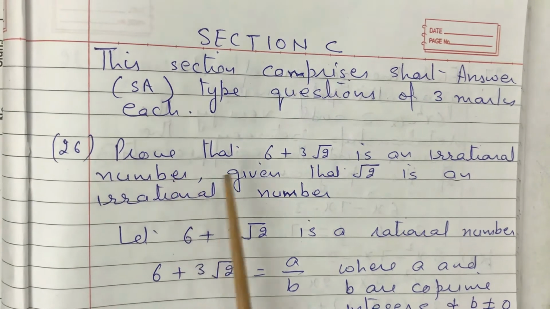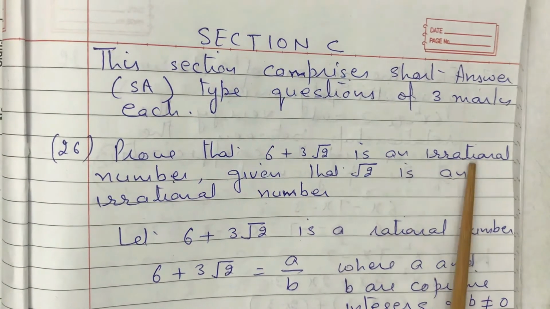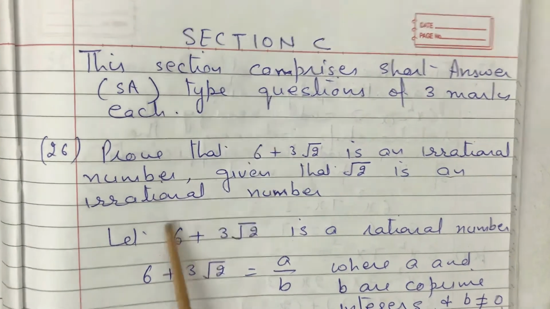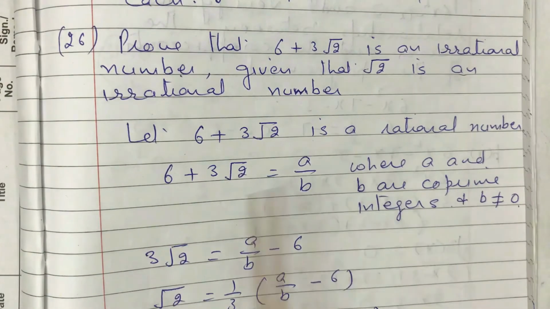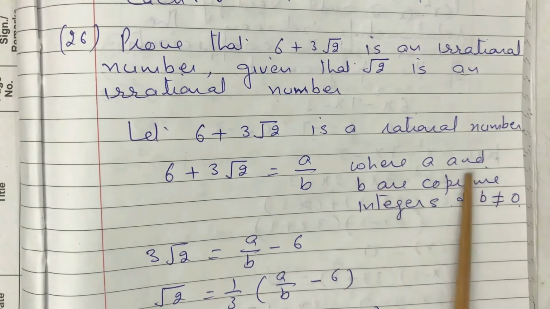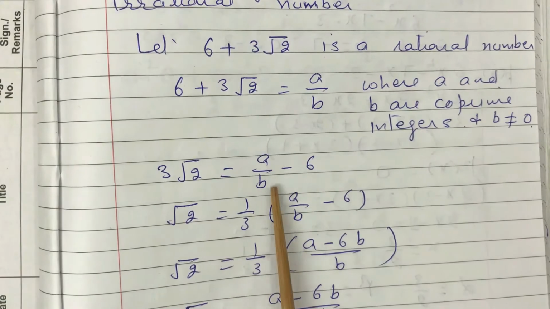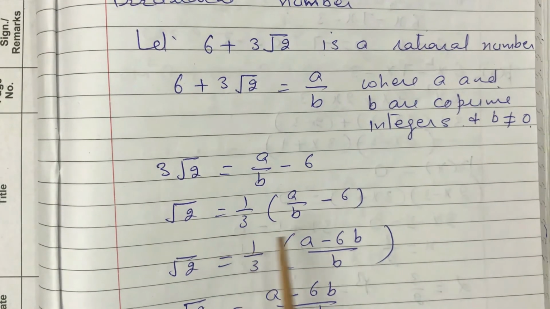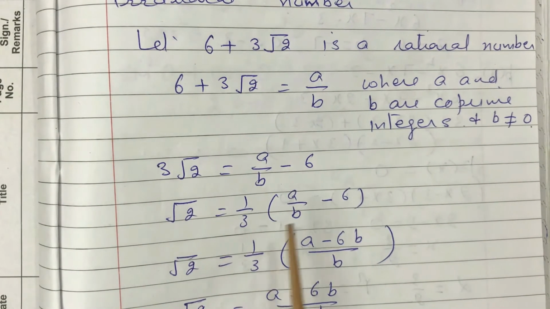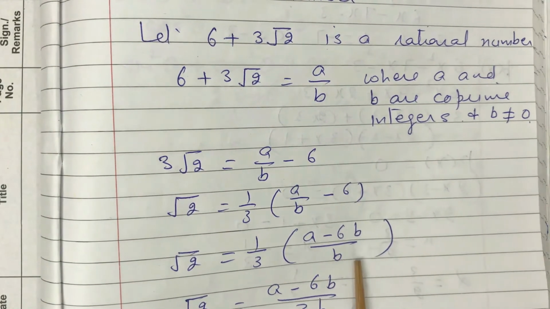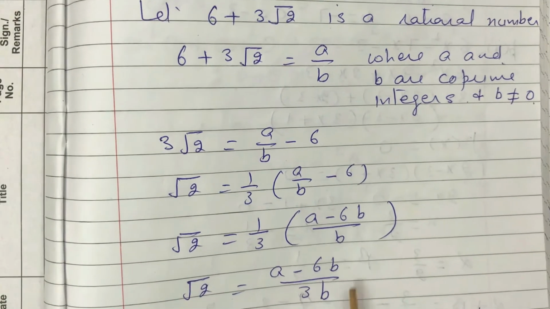26th question. Prove that 6 plus 3 root 2 is an irrational number, given that root 2 is an irrational number. Let this be a rational number, so this can be written as a by b, where a and b are co-primes and b is not equal to 0. So 3 root 2 is equal to a by b minus 6, and root 2 is equal to 1 by 3 into a by b minus 6. Root 2 is equal to 1 by 3 into a minus 6b by b. So root 2 is equal to a minus 6b by 3b.